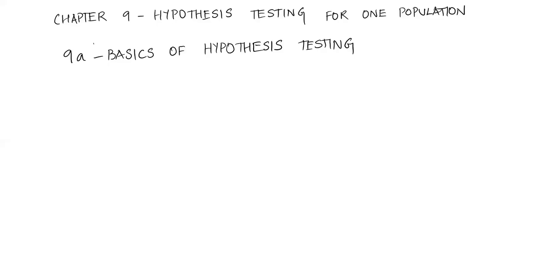It's hypothesis testing for one population. We also have hypothesis testing for two populations. That's the reason why we distinguish it here. For the purpose of this course, we will only focus on one population. Under Chapter 9, we will look at 9a, which is basics of hypothesis testing.